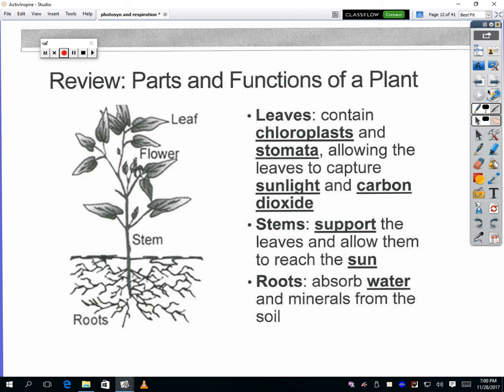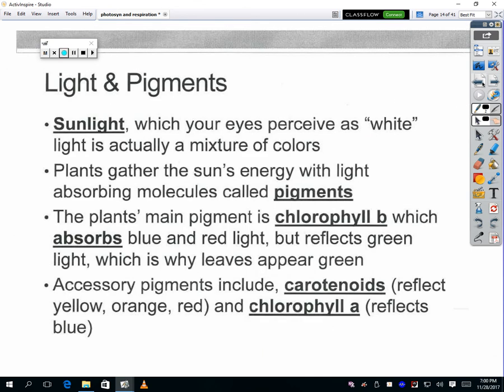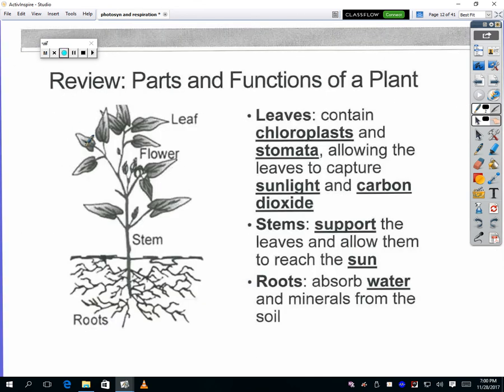And in essence, I'm going to jump ahead here for a second. These are the stomata, tiny holes in leaves, and they let carbon dioxide come in, and water and oxygen can leave. So one of the waste products you'll see of photosynthesis is oxygen. It's a product. And that's kind of nice for us because, well, we breathe oxygen.